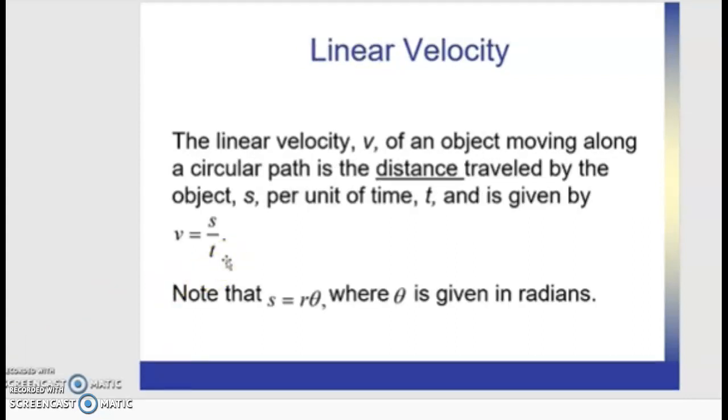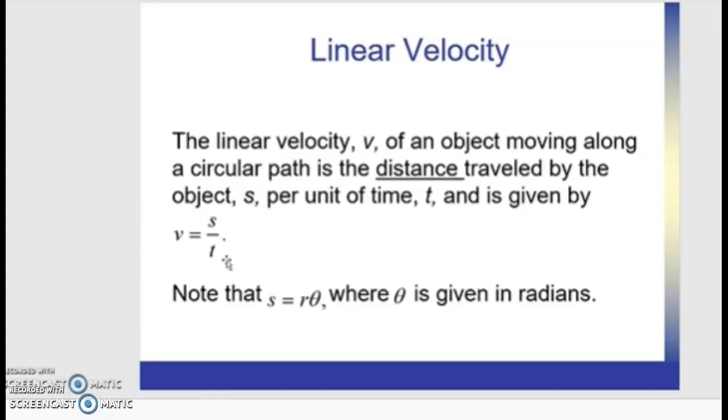Yes, of course, when we're traveling along an arc, we have angular velocity. We're traveling on a curve. But just as when we drive down the highway, we can still calculate linear velocity, like when you go around a curve. So the linear velocity, whose symbol is v, of an object moving along a circular path is the distance traveled by the object. That distance is represented by s per unit of time. t represents time and is given by the formula v, the linear velocity, is equal to s, that distance, divided by the time.